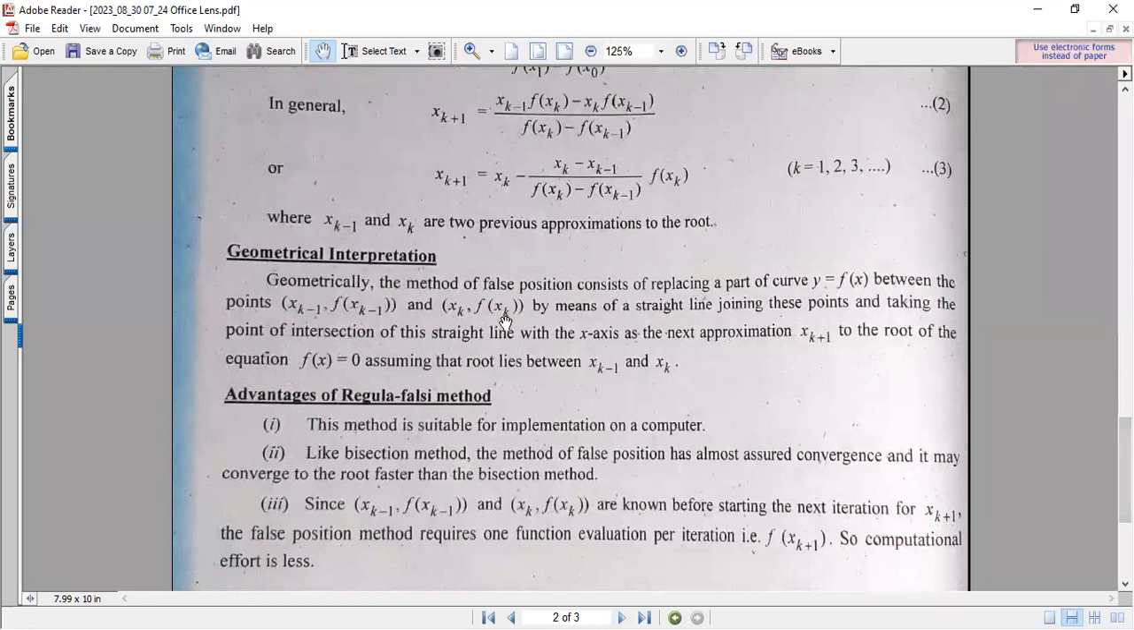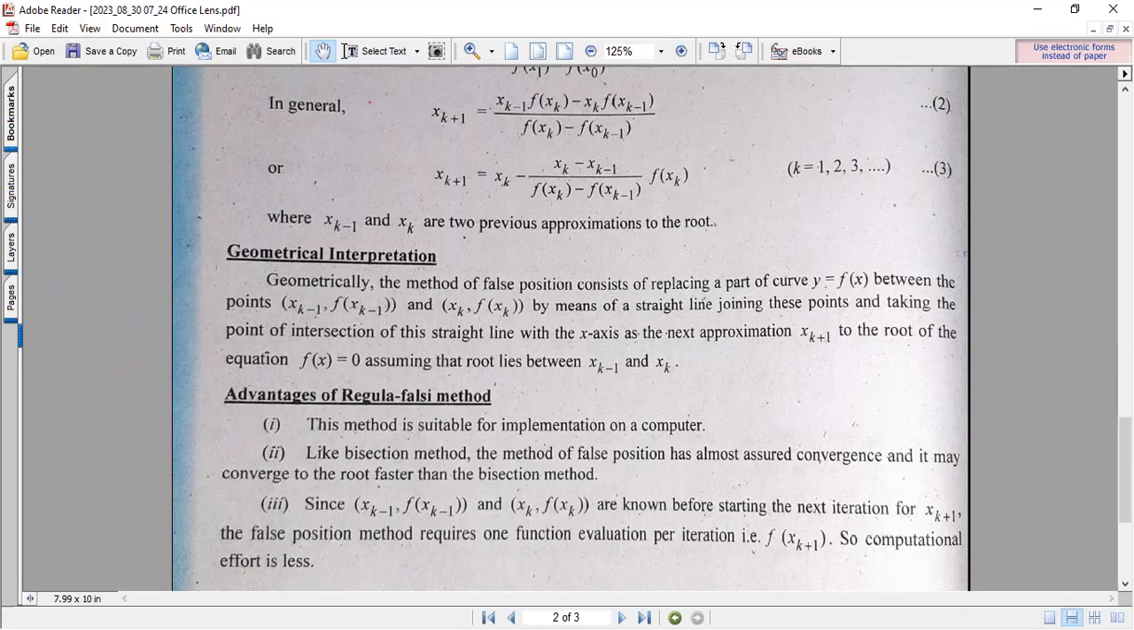Geometrical interpretation: the method of false position consists of replacing a part of the curve y equal to f of x between the points (x k minus 1, f of x k minus 1) and (x k, f of x k) by means of a straight line joining these points, and taking the point of intersection of the straight line with the x-axis as the next approximation x k plus 1 to the root of the equation f of x equal to 0, assuming that the root lies between x k minus 1 and x k.